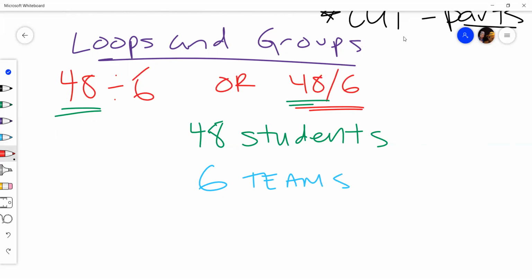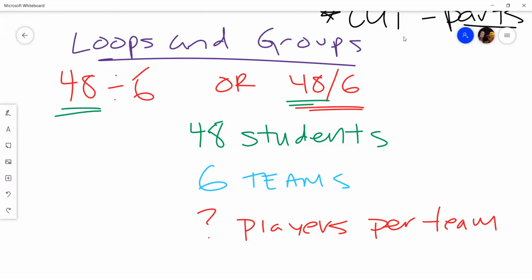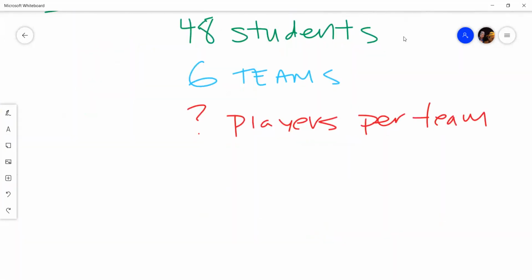So the question then would be, how many players per team, right? Again, going back to equal groups. We're going to take these 48 students and we're going to divvy or divide or cut them into groups. We're not going to cut the people. Don't do that. That's very bad. But we are going to divide them up into teams. So let's do that using loops and groups.